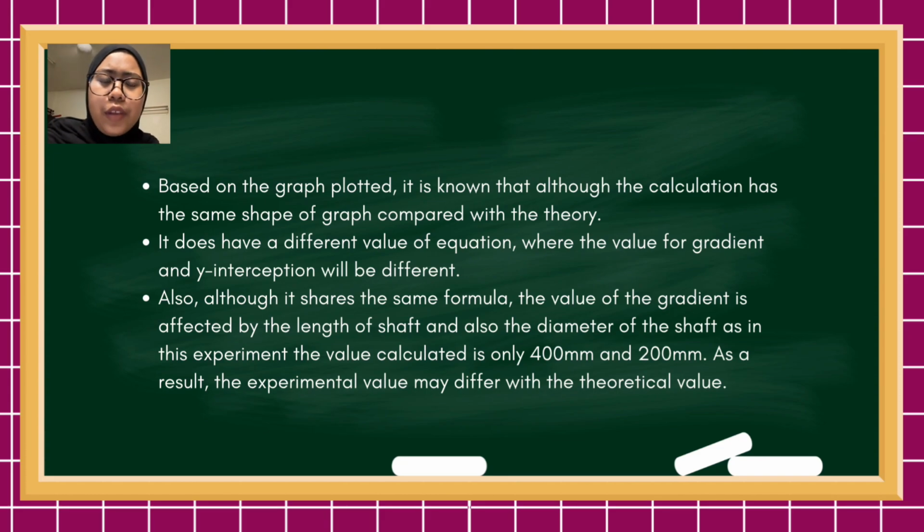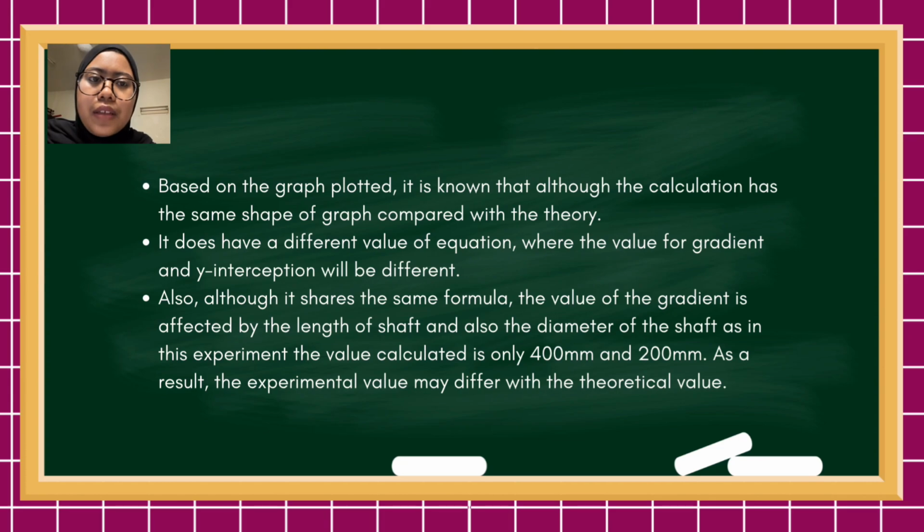So based on the graph plotted, it is known that although the calculation has the same shape of graph compared with the theory, it does have different values in the equation, where the values for gradient and y-intercept will be different. Also, although it shares the same formula, the value of the gradient is affected by the length of the shaft and also the diameter of the shaft. As in this experiment, the lengths used are only 400 mm and 200 mm. As a result, the experimental value may differ from the theoretical value.